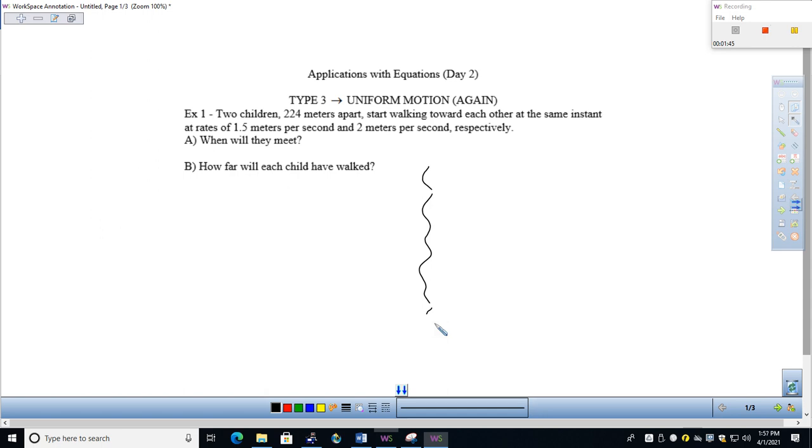Because it's uniform motion, the nice thing about uniform motion problems is you don't have to worry about naming the columns. You just know it's going to be distance, rate, and time. So we've got that, and then it looks like there are two children here, so I'm going to do a 1 and a 2, and that's all well and good.